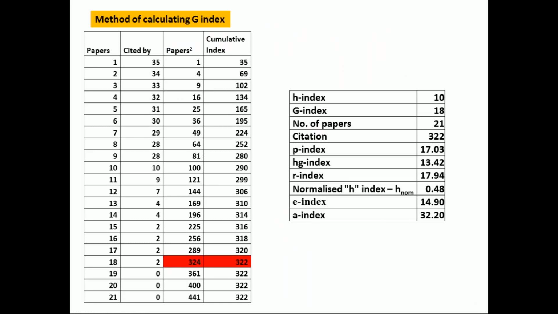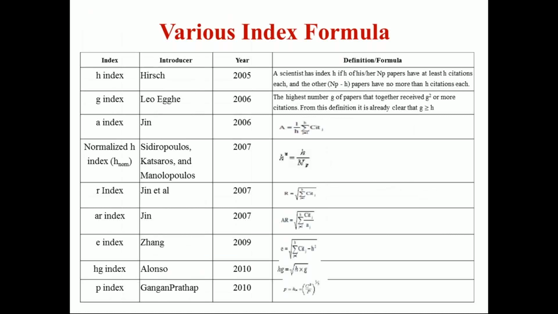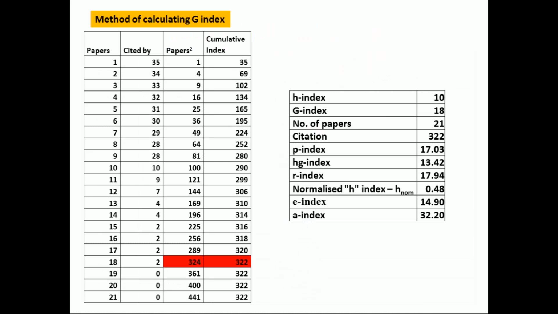Now we'll go for the method of calculating the G index. The H index, we already know, was developed in the year 2005. We have seen what the limitations are. Therefore, another person devised the G index. Here the paper and cited-by are given in our first two columns. The papers are squared in the third column. In the fourth column, the cumulative citations are created.